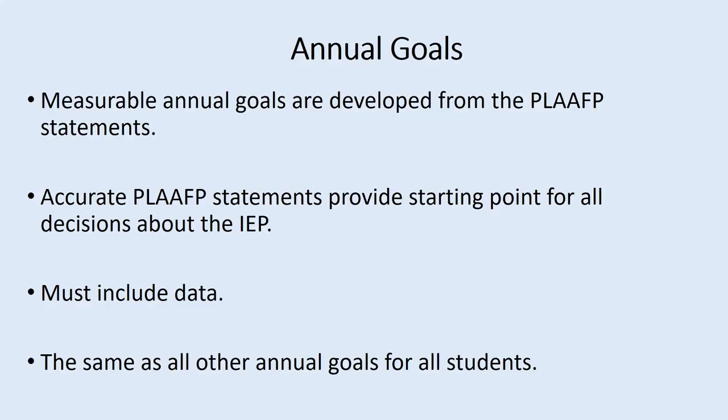You know that accurate statements in the present levels of academic and functional performance provide the starting point for all the decisions about the IEP. That is your general narrative statement, where you're talking about how the student compares with non-disabled peers and giving just some generalized statements about their skill levels, their strengths, and their needs. And then you'll move into specific skills level data. But your annual goals should be developed just like they are for all the other annual goals that you write for all of your students. Specific, student by student, based on skills level data.